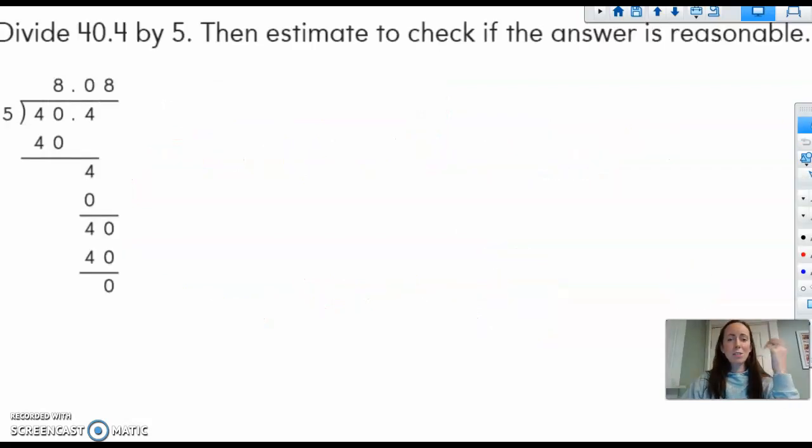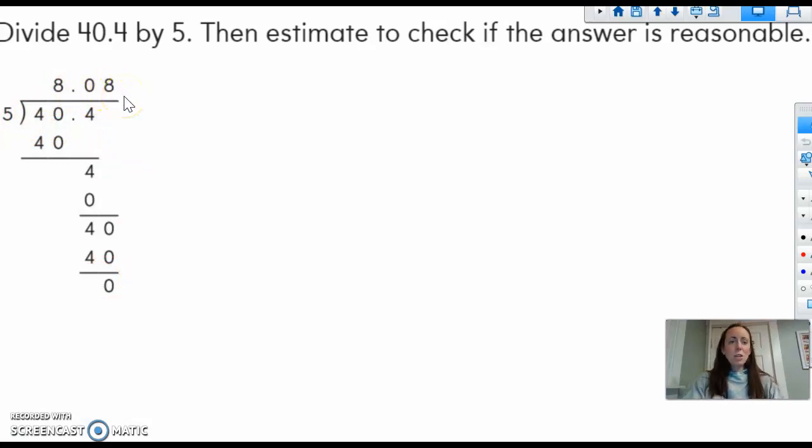Okay, so this is another division example. We are asked to divide 40 and 4/10 by 5 and then estimate to make sure that our answer is reasonable. So I have the actual division right here. So I did 40 and 4/10 divided by 5, and I got an answer of 8 and 8 hundredths.